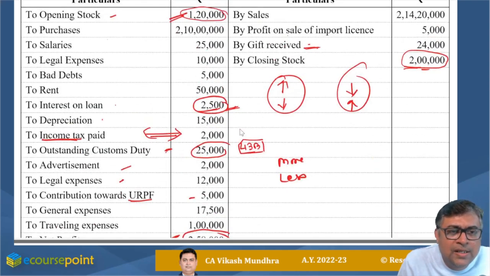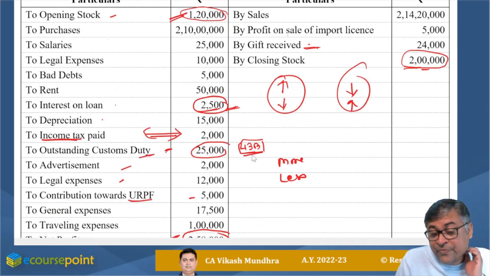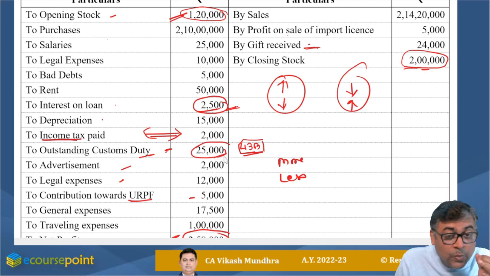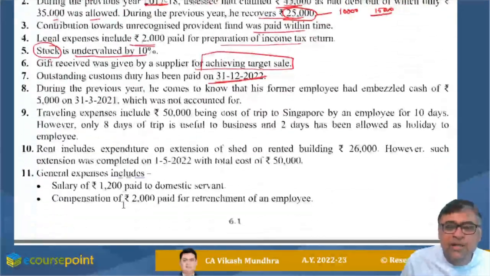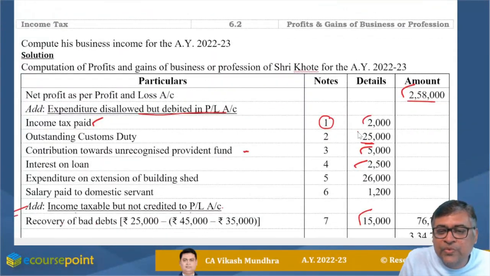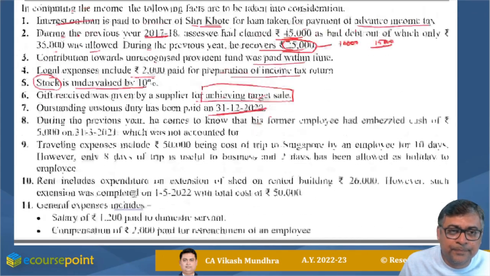Here we already discussed outstanding custom duty. This is a section 43B item. This was not paid within the due date of filing return. Ideally, your due date of filing return is 31st October, but this custom duty was paid on 31st December, that means after the due date of filing return. Henceforth, this should be disallowed in AY 22-23. However, it should be allowed in the next assessment year. But right now, it should be disallowed. Accordingly, I disallow 25,000. I add back this 25,000 to your net profit.